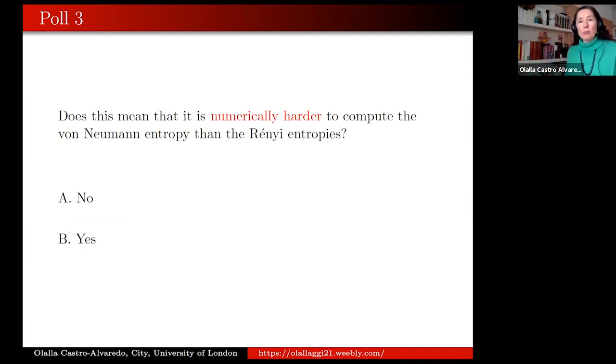So from a numerical point of view, in general, there should be no reason why it is harder to compute Renyi entropies with non-integer indices. It is the same. So the answer I had in mind was a no. So this analytic continuation problem is a mathematical problem, not necessarily a numerical problem. Okay, so let's continue then.